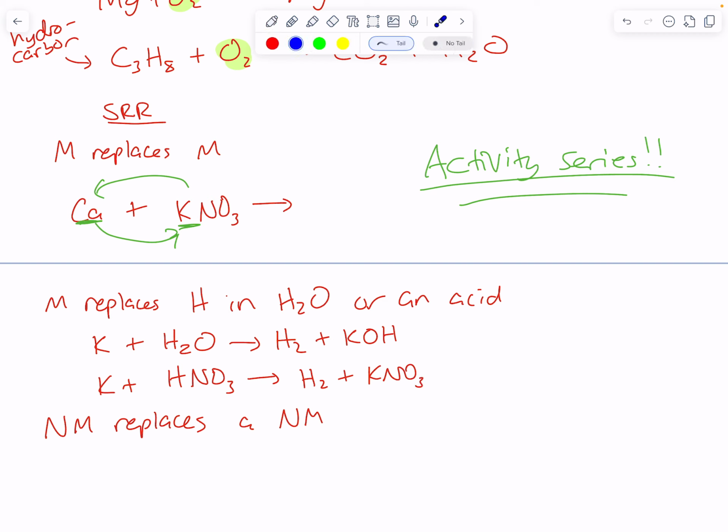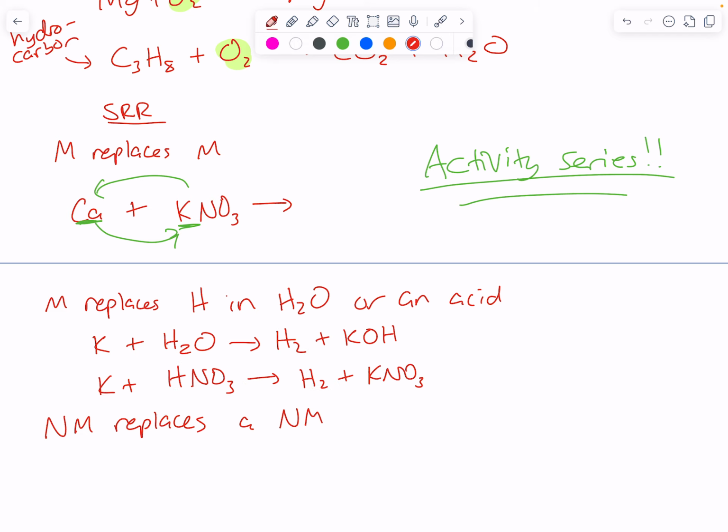Watch. Okay, when a metal replaces hydrogen in water, when there's a replacement going on with these two things, you're always going to get a metal hydroxide and hydrogen gas. If a metal is replacing hydrogen in an acid, you just switch their places. You're still going to get hydrogen gas, and now K is going to be bonded to NO3.